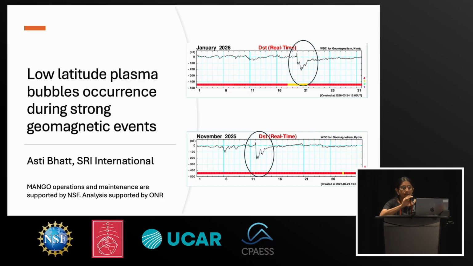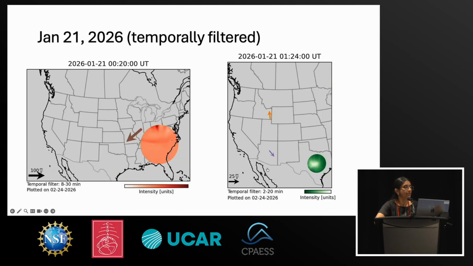Hi, everyone. I'm going to mention two events that we observed during the strong geomagnetic storms in last year, 2025 and 2026, when we saw the low latitude signatures of equatorial plasma bubbles as high as 40 degrees north latitude. So the two events that I will mention are January 20 and 21, 2026, and November 12, 13, 2025, focusing a little bit more on the 21 event here.